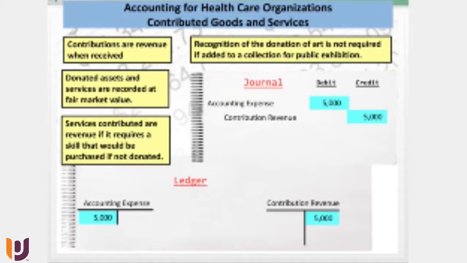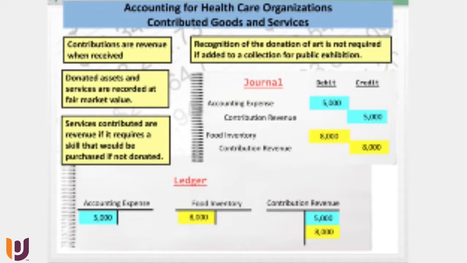If inventory is contributed, the inventory should be recorded at its fair market value. If you contribute food to a food bank that has a book value on your books of $4,000 and a market value of $8,000, the food bank would show a debit to food inventory of $8,000 and a credit of $8,000 to contribution revenue. The amounts are posted to the ledger.